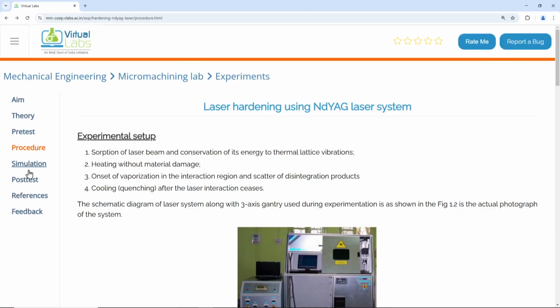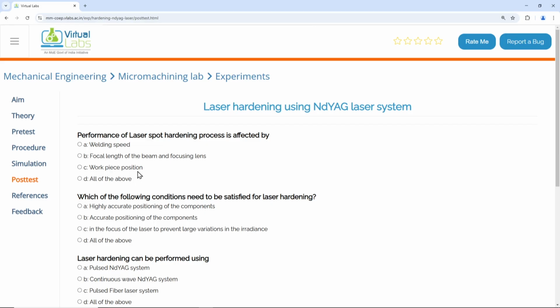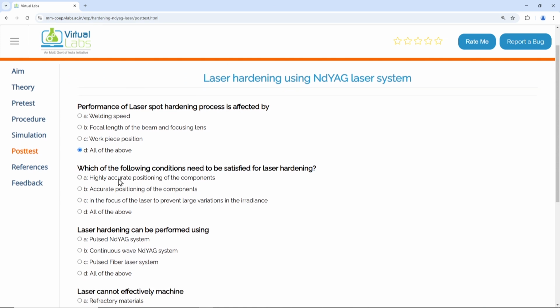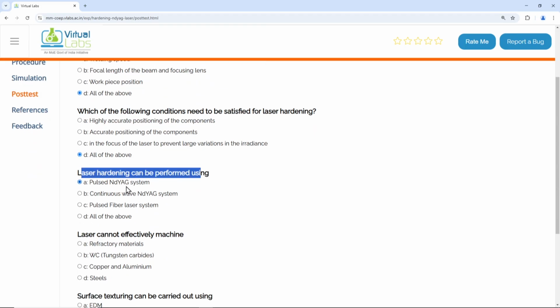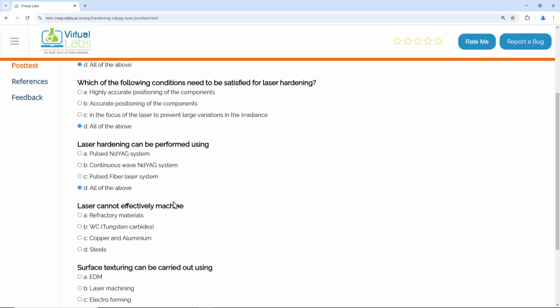Now let me come to the post-test questions. Performance of the laser spot hardening process is affected by welding speed, focal length of the beam, focusing length, and workpiece position. All of these are the right answer. Which of the following conditions need to be satisfied for laser hardening? Highly accurate positioning of the components in the focus of the laser to prevent large variations in the irradiance. All of these are the correct answer. Laser hardening can be performed using a pulsed Nd:YAG system, continuous wave Nd:YAG system, pulsed fiber laser system, or all of the above. All of the above can be performed here.